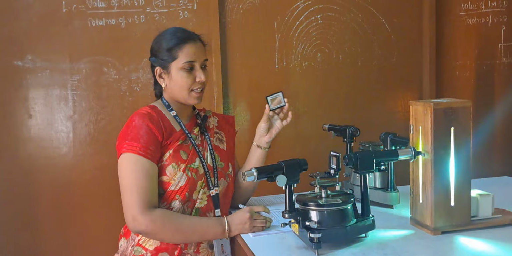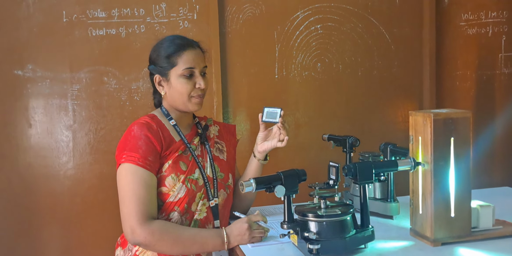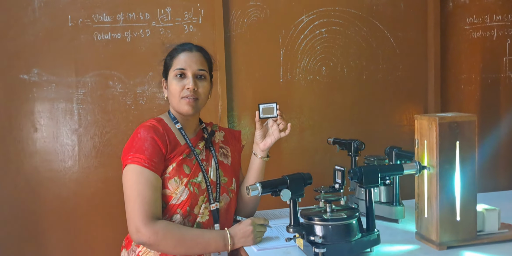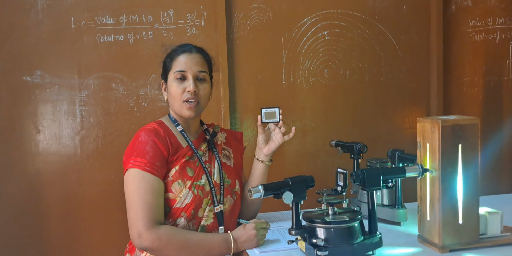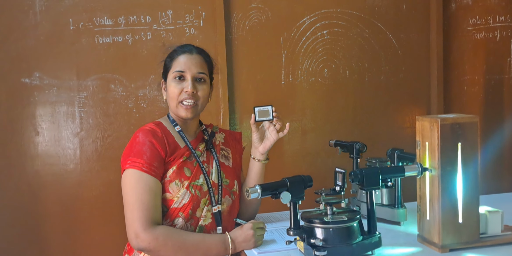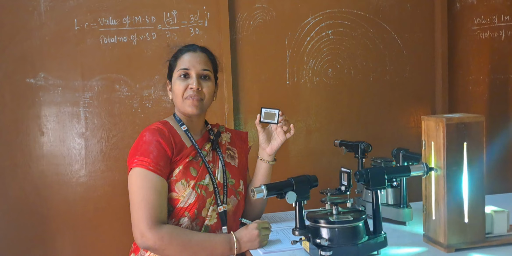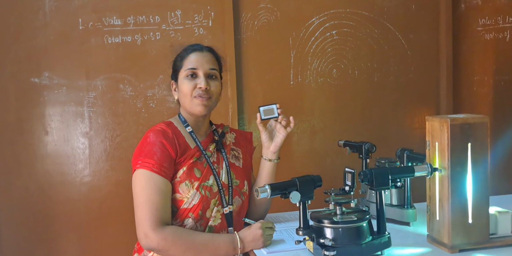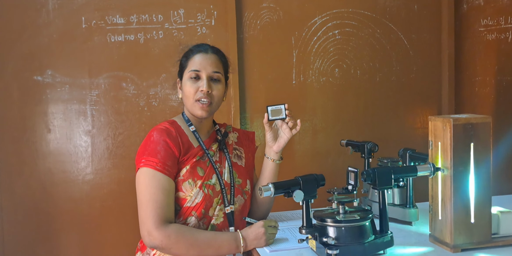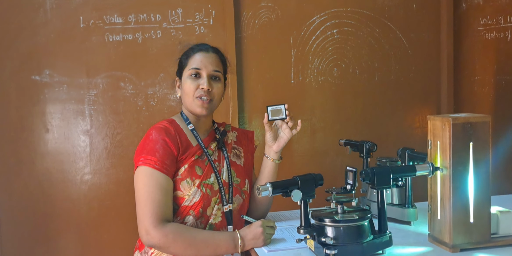So first of all, this is called the diffraction grating. A grating is an optical device which consists of a large number of slits of equal width separated by equal opaque spaces. Diffraction means bending of light rays around the edges of an obstacle.